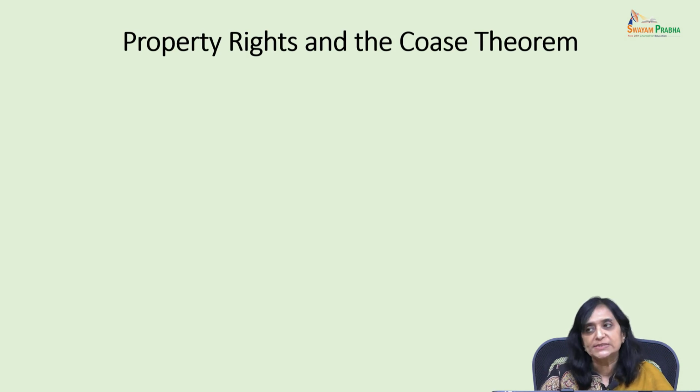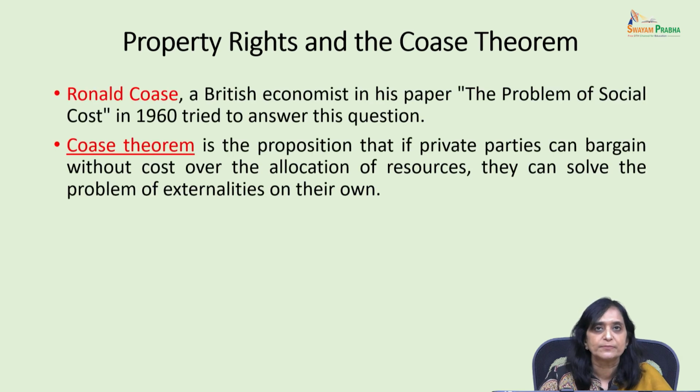As I told you in the previous lecture, property rights and the Coase Theorem are very closely related. Who gave this Coase Theorem? It was Ronald Coase, a British economist, in his paper The Problem of Social Cost, which was published in 1960. He tried to answer this question. What did he say? The Coase Theorem says that if private parties can bargain without cost over the allocation of resources, they can solve the problem of externalities on their own.